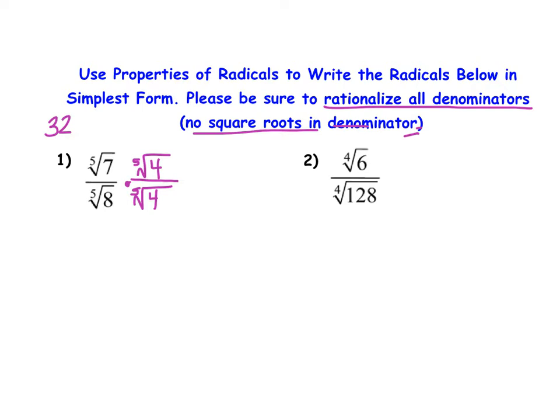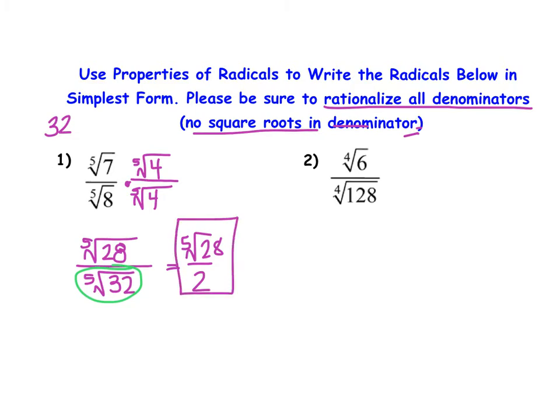But in doing so, now I can use my product property, so my numerator in the top becomes the fifth root of 7 times 4, which is 28. And my denominator becomes the fifth root of 8 times 4, which is 32. So notice, by just strategically multiplying by 1, I now have something in my denominator that can be perfectly rooted. The fifth root of 32 is 2. So now I have a rationalized denominator that no longer contains a root.